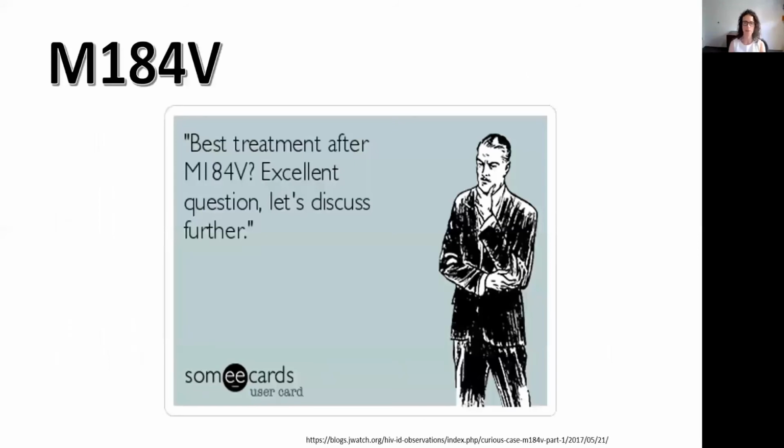So first, let's take a little bit of a step back and talk about M184V. So M184V is a great mutation, and I stole this from one of my mentors and colleagues, Paul Sachs, where on his blog, he put up the best treatment for M184V.